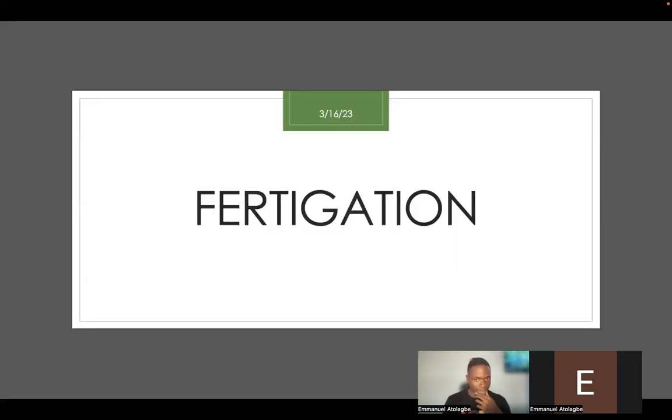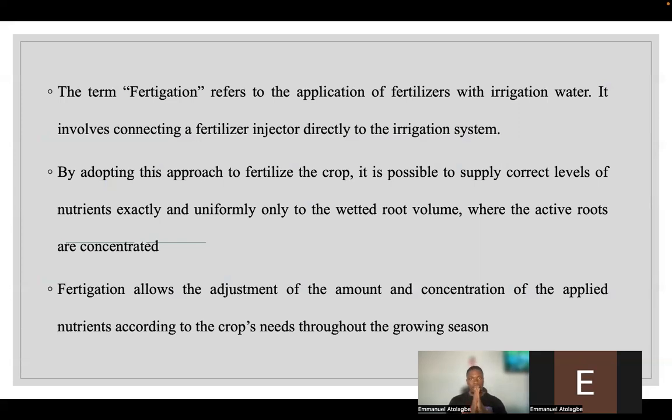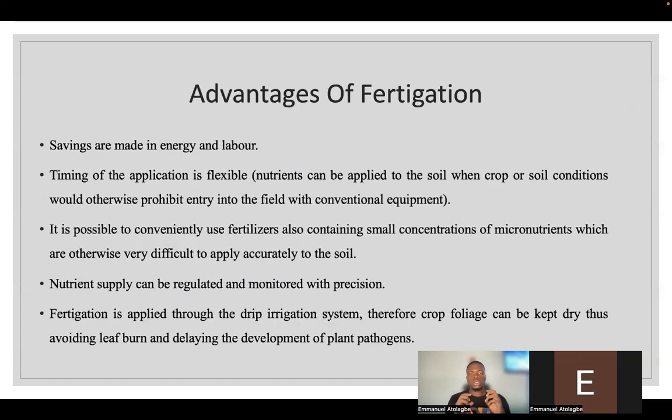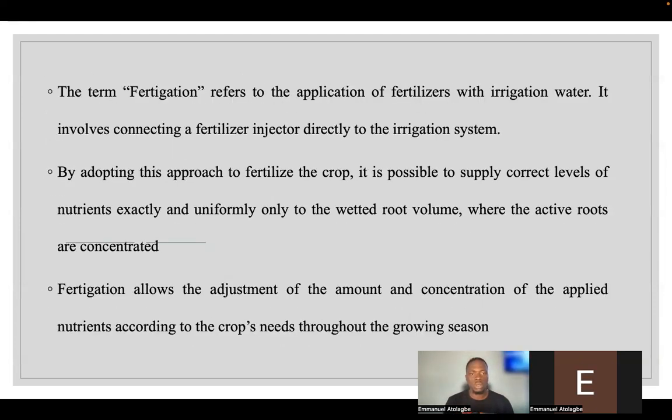So moving on from there, we'll look at fertigation in a broader light. The term fertigation refers to the application of fertilizers with irrigation water. With irrigation water means you are making use of comprehensive irrigation systems that supply water to your plant. That term is called fertigation. In some literature, you can get the word nutrigation, as in N-U-T-R-I, which is also the same as fertigation.